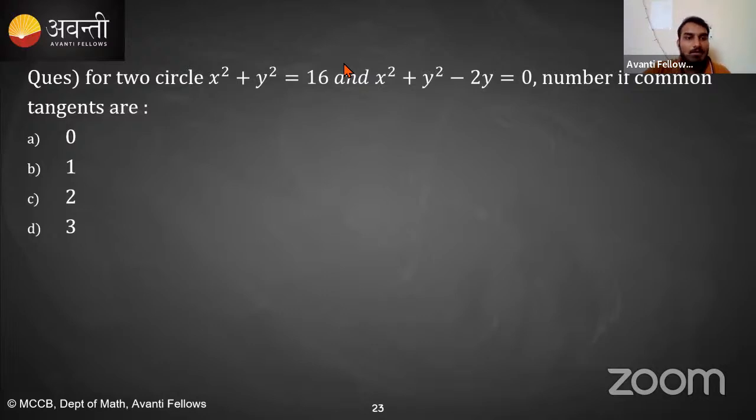Yes, A, B, C, D. You can answer me in the chat box also. Okay. You have 1 minute to solve this question, everyone. Solve this question. One circle is x square plus y square equal to 16, and another circle is x square plus y square minus 2y equal to 0.